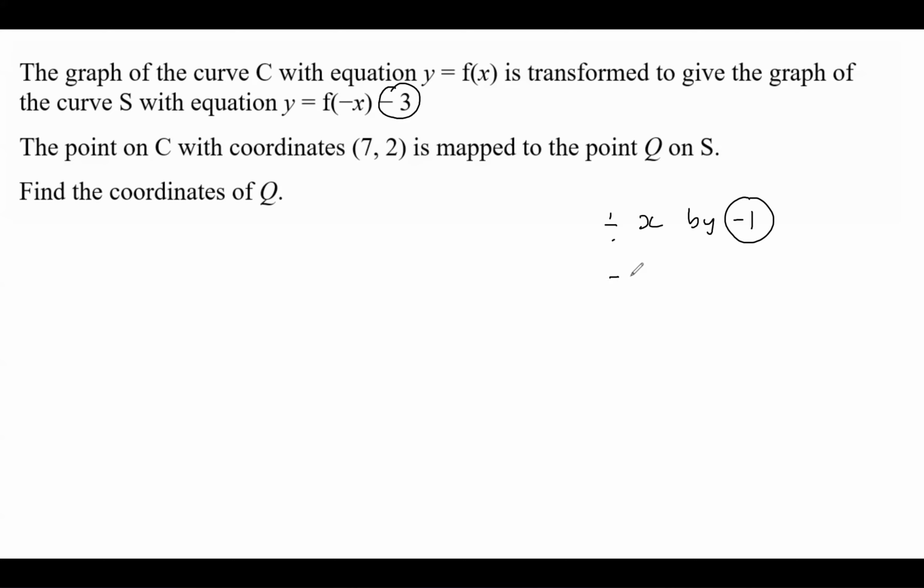We are going to subtract 3 to y coordinates. So in effect, we are going to divide this by minus 1, and we are going to subtract 3 over here. So our new coordinate for Q is going to be minus 7 and minus 1. And really, the question looks a little bit complicated, but if we follow the rule, we shouldn't have any problems answering the question. Okay, let's try some more.